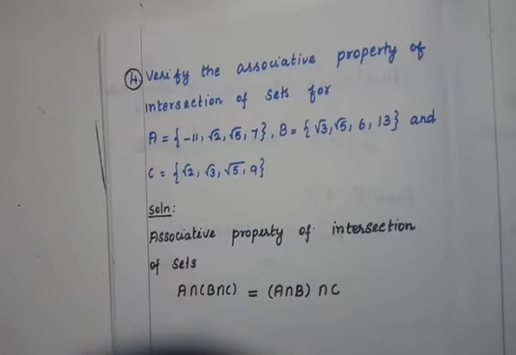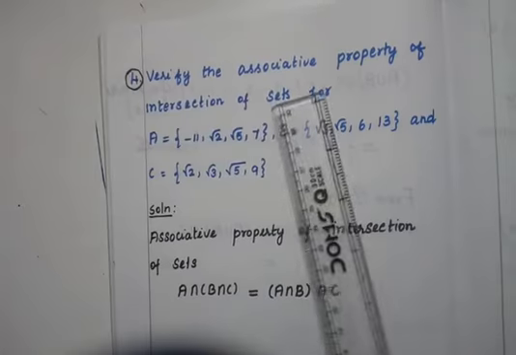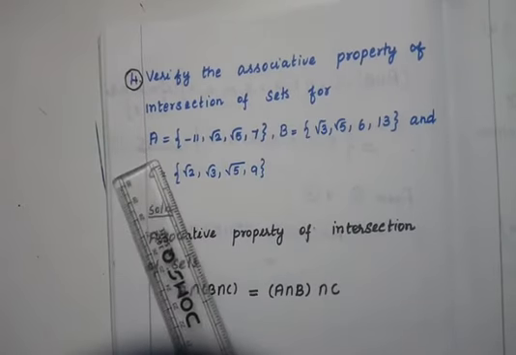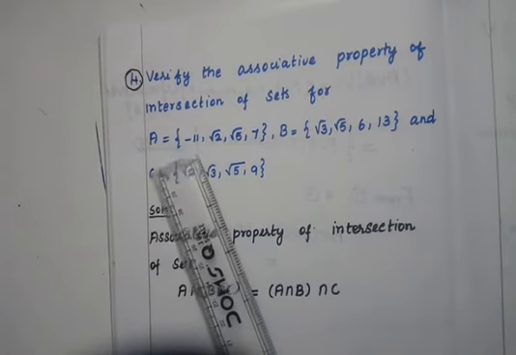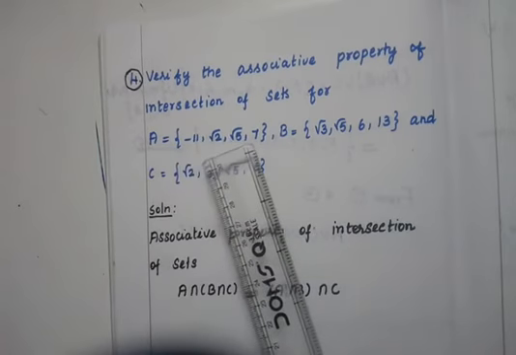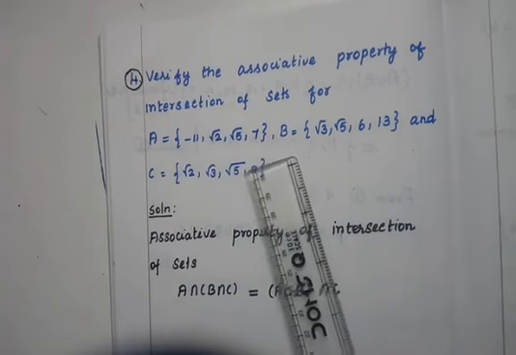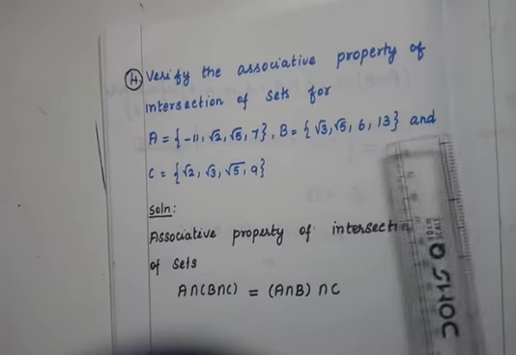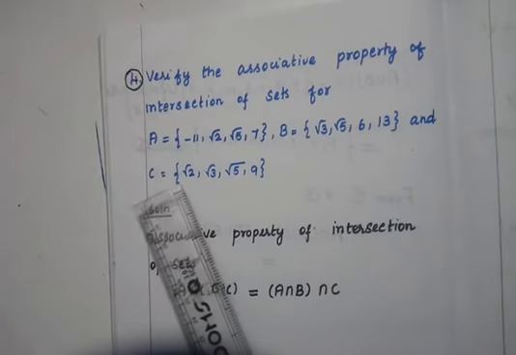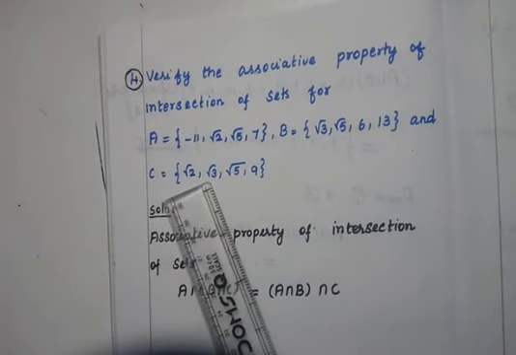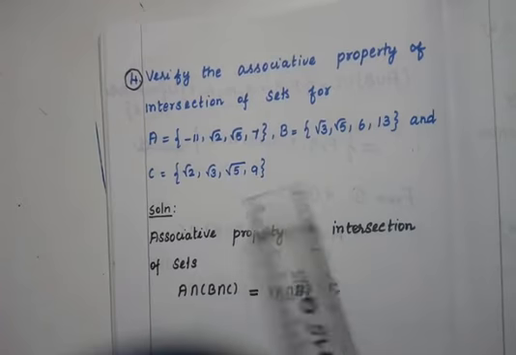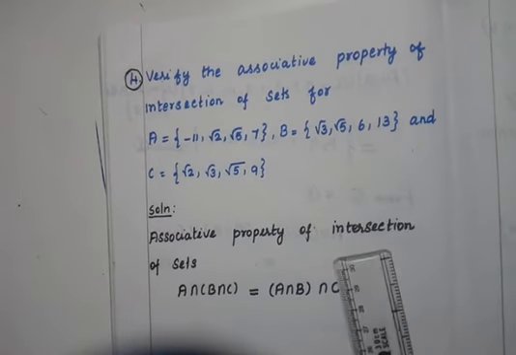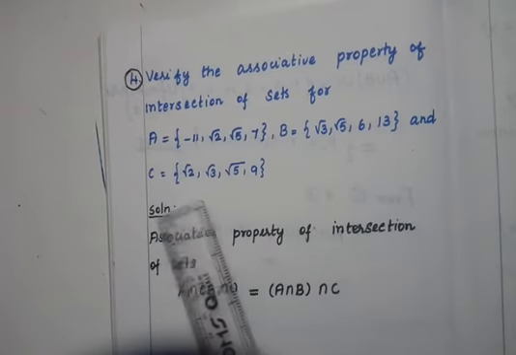Fourth question. Verify the associative property of intersection of sets for set A equal to {-11, √2, √5, 7}, B set equal to {√3, √5, 6, 13}, and C equal to {√2, √3, √5, 9}. We have to verify the associative property of intersection of these three sets.